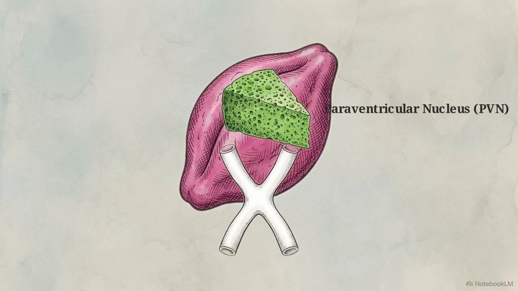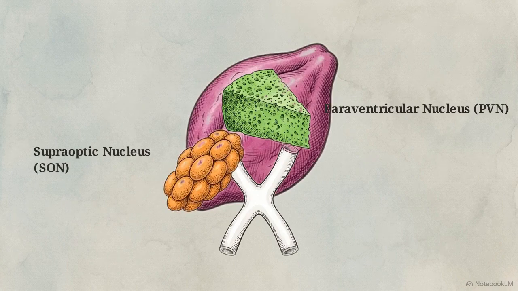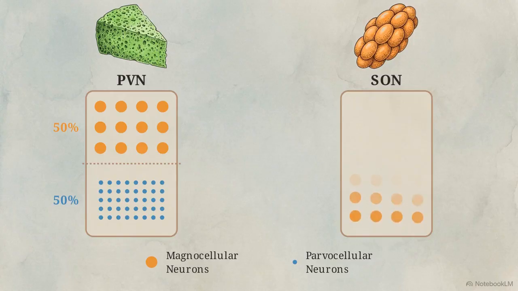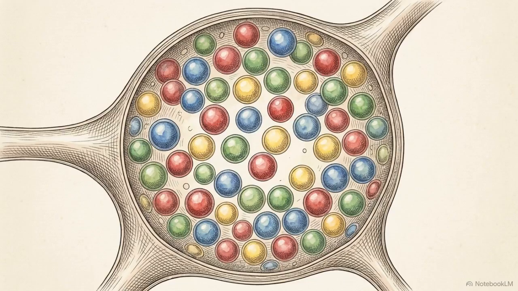Neighboring the PVN is a neuroendocrine structure that shares a specific functional pipeline with those magnocellular neurons. This is the Supraoptic Nucleus, or SON. It sits laterally, positioned right above the optic tract. If we contrast its cellular makeup directly against the PVN, we find the SON is composed almost exclusively of magnocellular neurons. Its molecular output is focused on the high-volume synthesis of vasopressin, also known as antidiuretic hormone, and oxytocin.